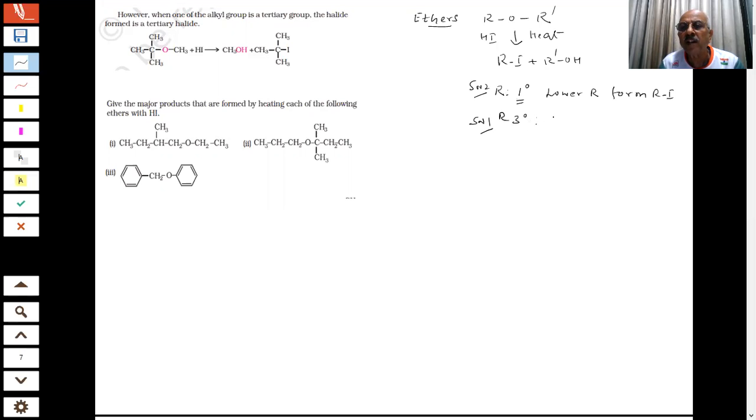If R is 3 degree, then what do you get? The product you get is a tertiary alkyl halide and the other is an alcohol. This was an important point, and this is a very important question for the exam.